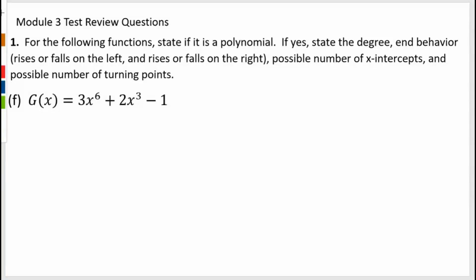Example F. We've got 3x to the 6th plus 2x to the 3rd minus 1. This guy is a polynomial because we have nice whole exponents with our variable. So that means we can answer all of these questions. So let's do that. What is the degree of this thing?